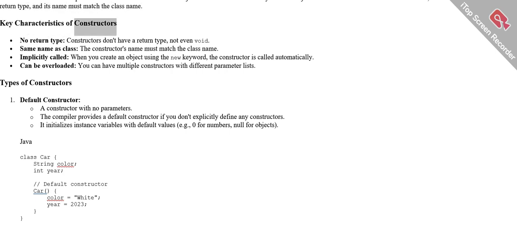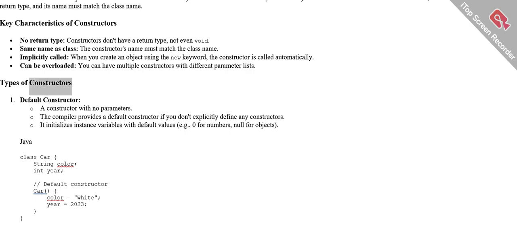Key characteristics of constructors. No return type. Constructors don't have a return type, not even void. Same name as class, the constructor's name must match the class name. Implicitly called. When you create an object using the new keyword, the constructor is called automatically. Can be overloaded. You can have multiple constructors with different parameter lists.